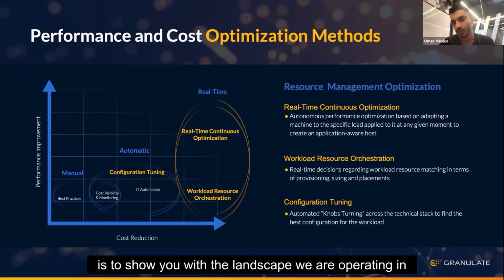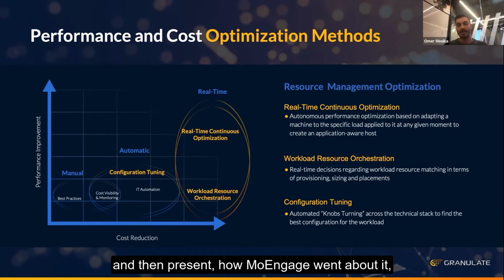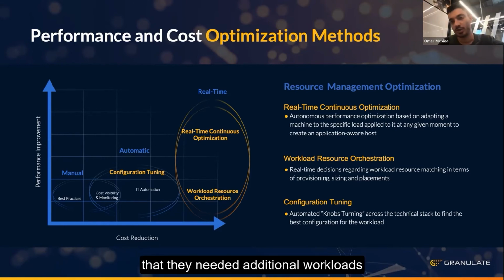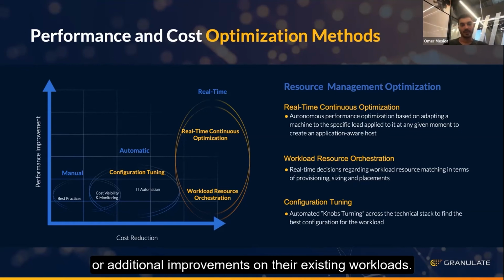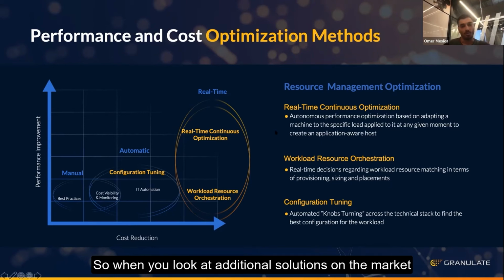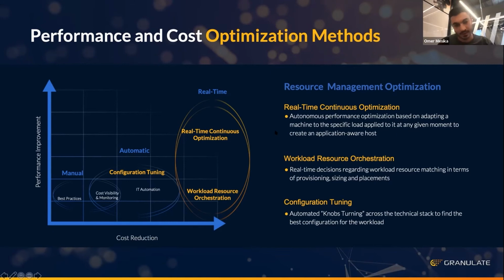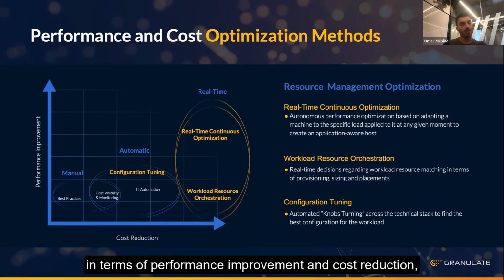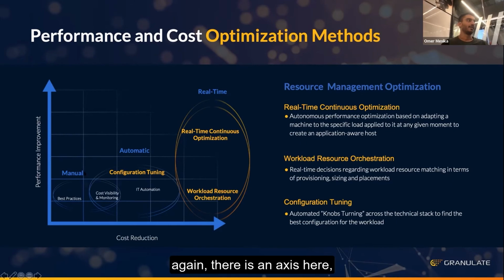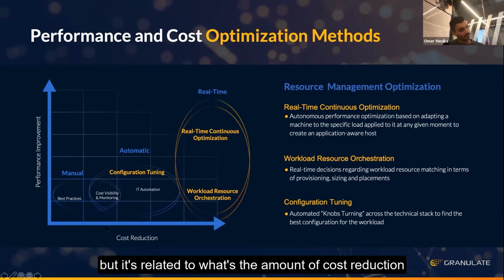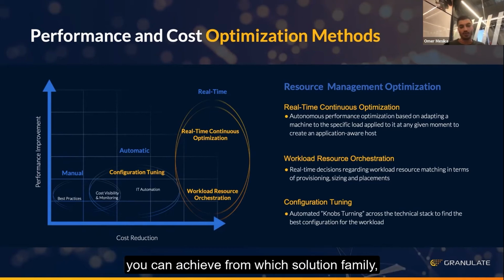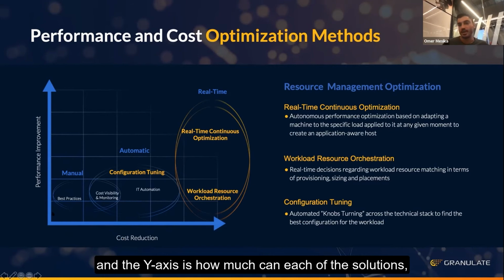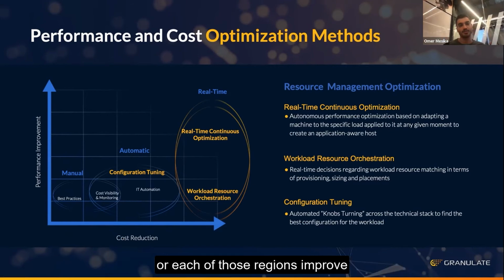What I want to present now is the landscape that we operate in, and then present how MoEngage went about it when they got to the point that they needed additional improvements on their existing workloads. When you look at additional solutions on the market that are not on AWS in terms of performance improvement and cost reduction, there's an axis here related to the amount of cost reduction you can achieve from which solution family. And the y-axis is how much each of the solutions can improve in terms of performance and cost.